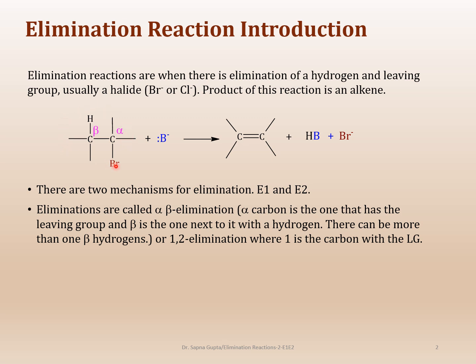Again, what's going on here is that you have a base picking up a proton, which is leaving its electrons on the carbon-carbon bond, and then the bromine is leaving as well. Then you get an alkene as the product, because when you eliminate something, you get an alkene, and the leaving group has gone away. There are going to be two kinds of mechanisms that we do, E1 and E2, as we've done with SN1 and SN2. So, that's what elimination reactions are.